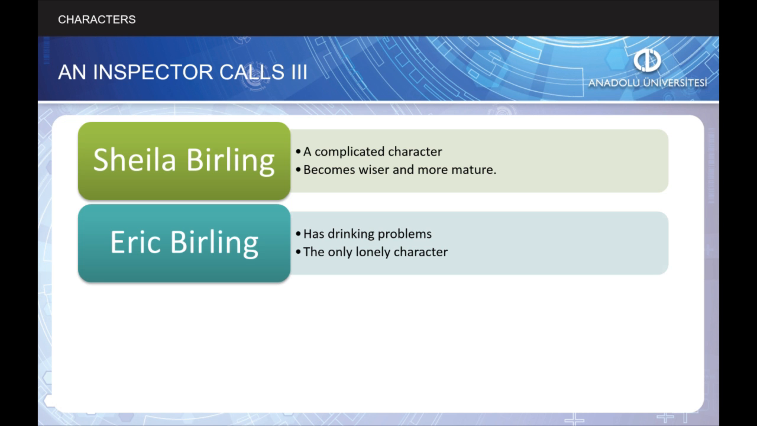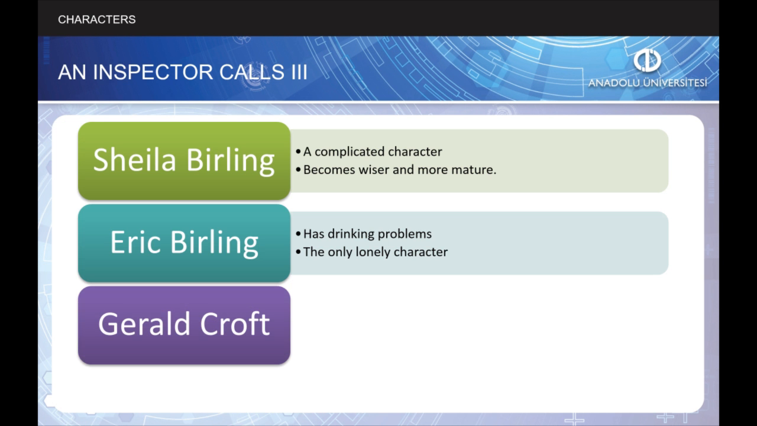The next character is Eric Birling. Eric Birling is the problematic son of the family. He has heavy drinking problems and caused the pregnancy of Eva Smith. He has a tendency to escape as he seems not to be loved by his parents. That's why he disappears and wants to go to bed frequently during the play.